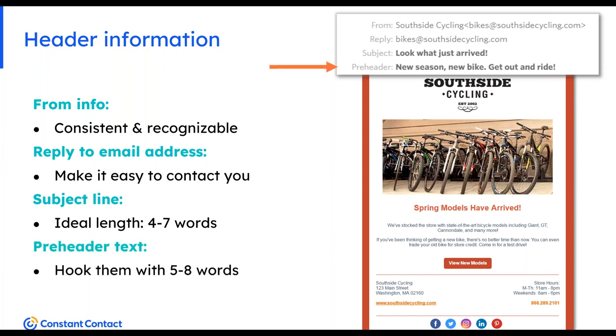Now, the pre-header text displays just below or after the subject line in the inbox. Your readers will typically see 5 to 8 words in this area, so use this as an extension of your subject line to further grab the reader's attention. Think of it as your last chance. Those are the elements you'll need to add to your header information. Next, let's talk about the design elements of your reusable template.